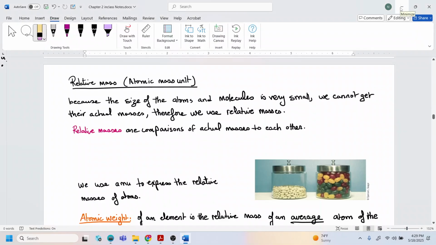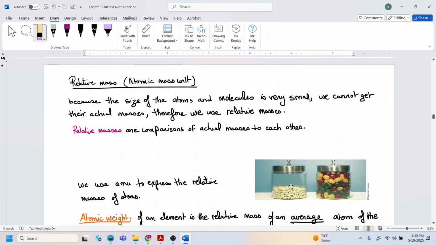So atoms and molecules are very, very small, and we cannot measure their masses. So this is why we use a relative mass in order to determine the masses of atoms and molecules. Relative masses are expressed in terms of AMU, which is the atomic mass unit. And these are comparisons of actual masses to each other.